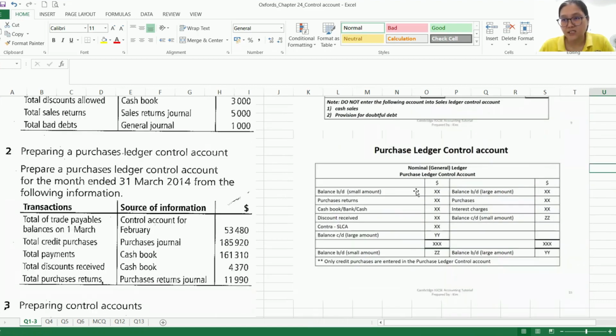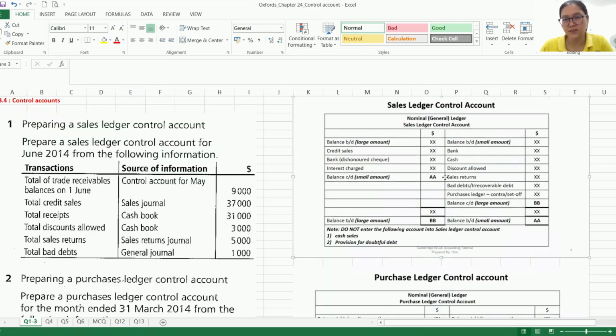For the purchases ledger control account, credit side, we have balance brought down, a large amount because we are owing the supplier. Purchases, interest charge, balance carried down, small amount. Balance brought down, small amount, because this amount will bring it to here in the following month. Purchases return, debit, cash book, discount received, contra to the sales ledger control account, on the debit side.